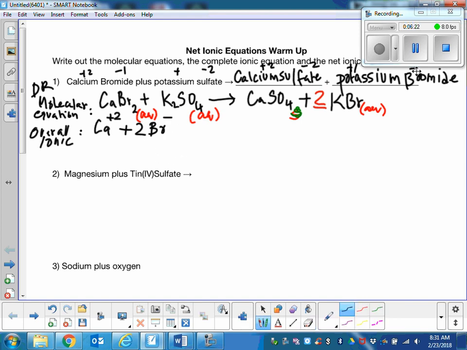So that is 2Br minus plus, it becomes a 2K plus and an SO4 minus 2. Did anybody have trouble with breaking up the ions? Do you understand the way in which they should be broken?